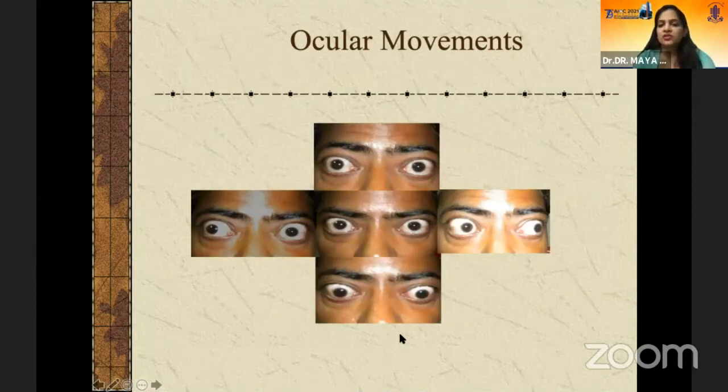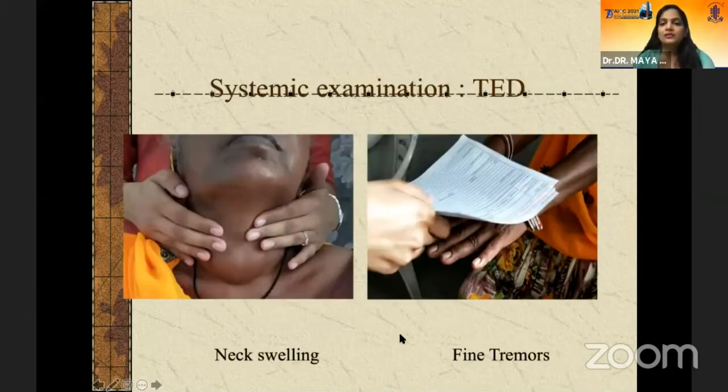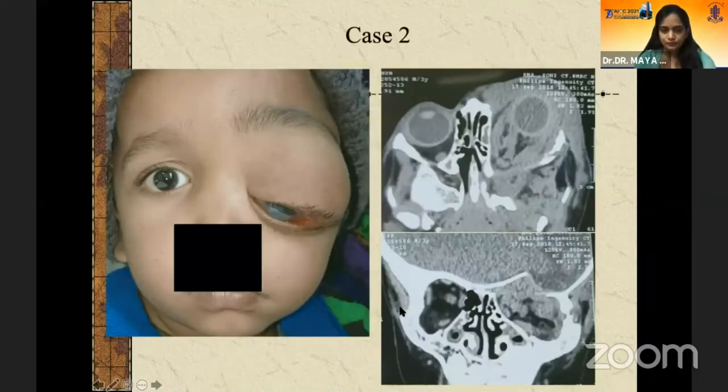To rule out any restrictive myopathy, check for ocular movements, and always do a systemic examination to check for any neck swelling and check for fine tremors that can be associated in hyperthyroidism.